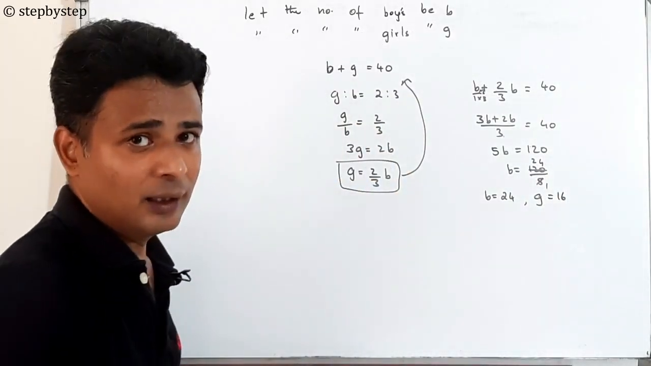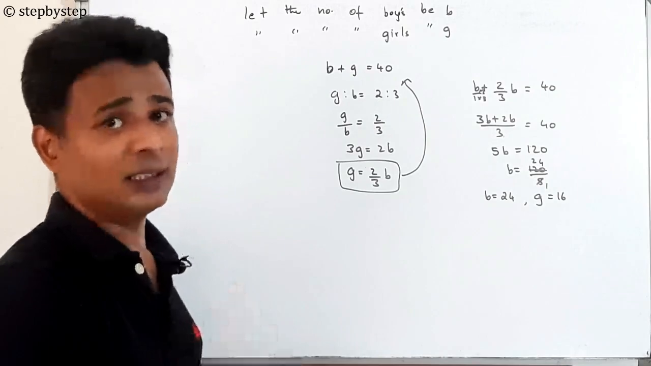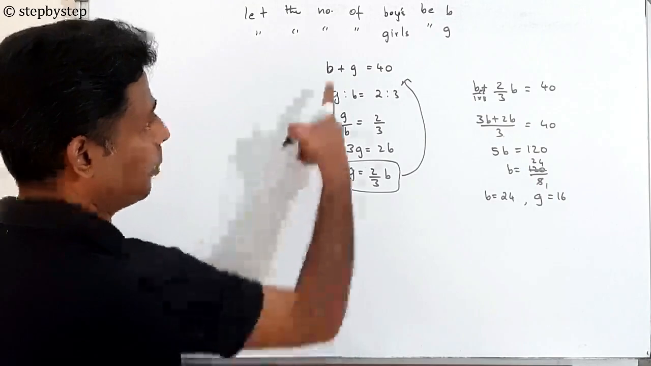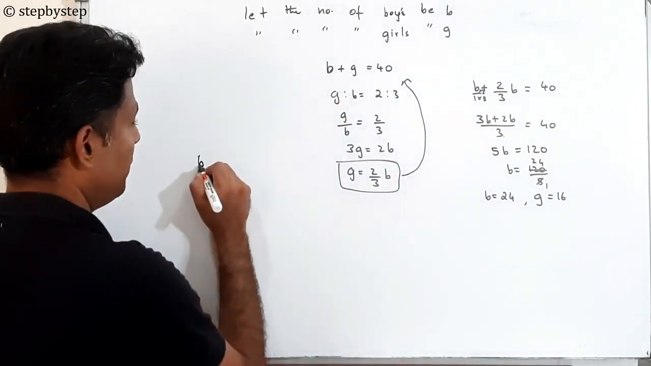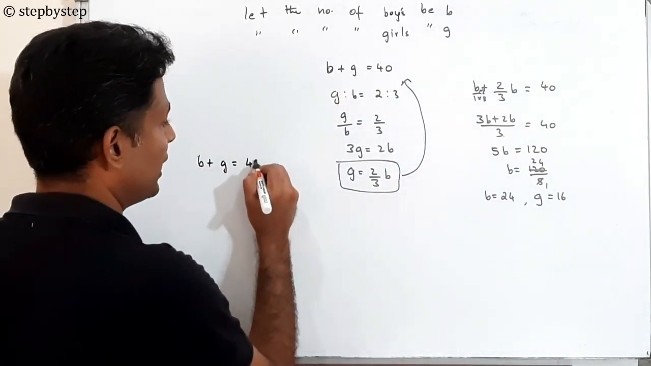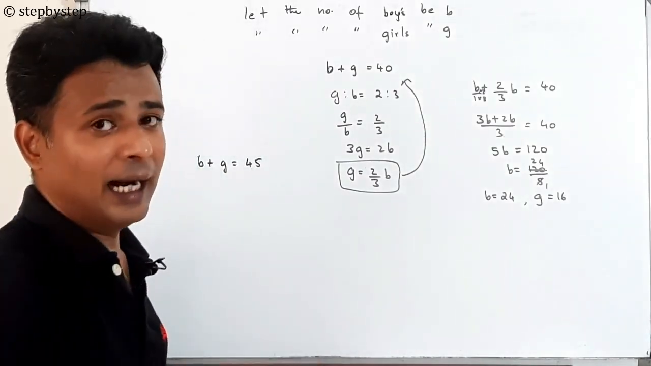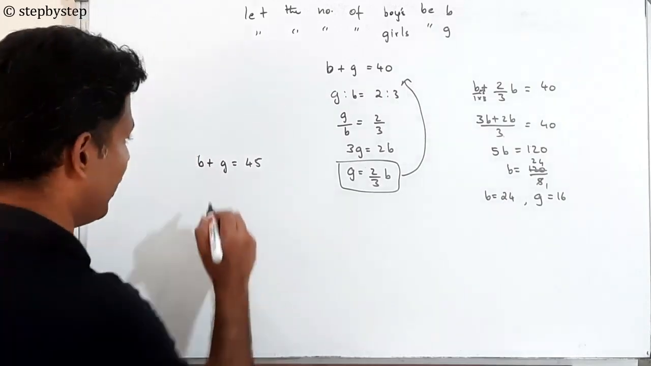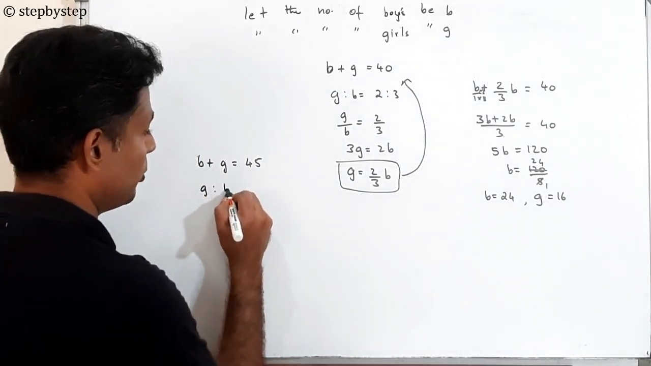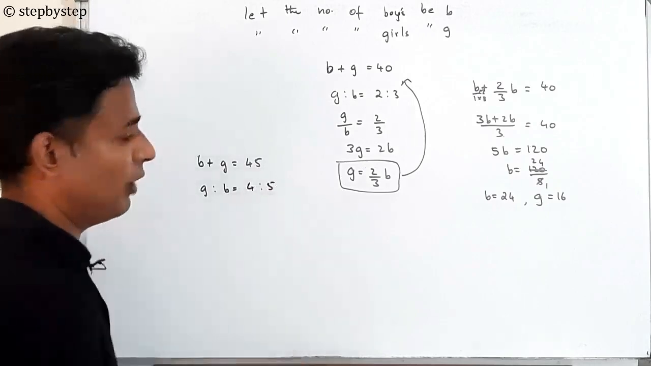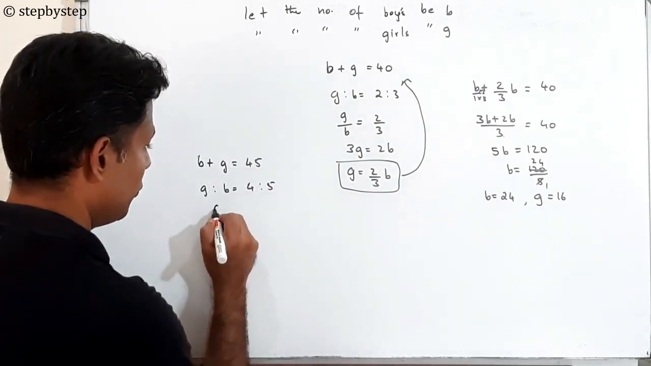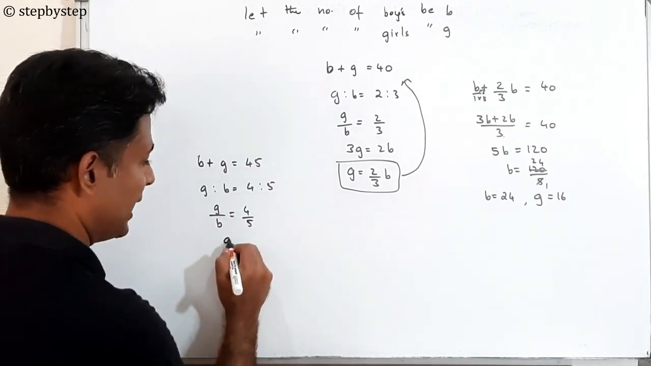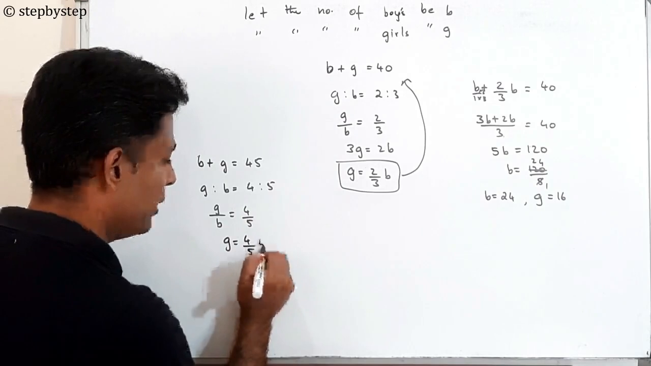Now what have they said? 5 more students join the class. Okay, now 5 more students join the class means boys plus girls becomes how much? B plus G will be equal to 45. Alright, and the ratio between girls and boys becomes 4:5. So new girls is to boys is 4:5. Alright, so we get g by b equal to 4/5. Transpose, okay, I transpose b, I get g equal to 4/5 b.